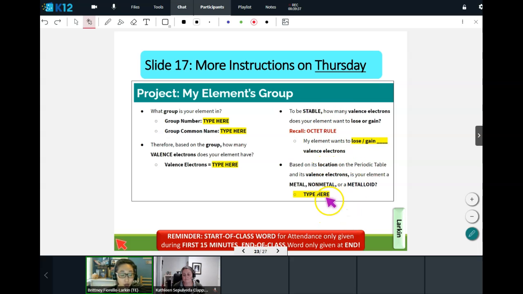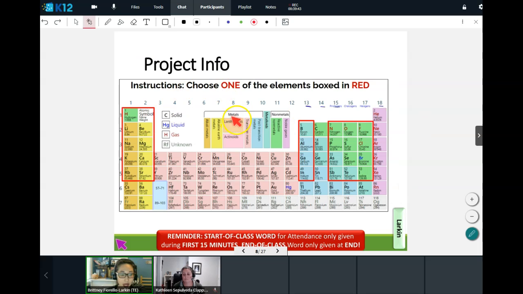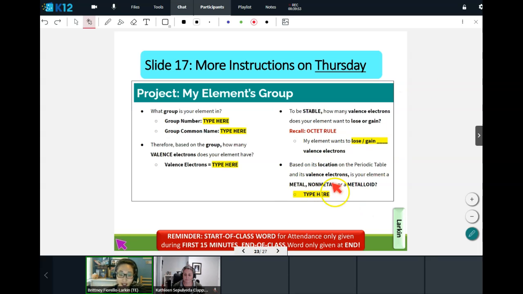And then again, use ptable.com and identify, is it a metal, non-metal, or metalloid? You can just click where it says metals, non-metals, and metalloids. That'll highlight all of them for you on the periodic table, and just figure out where your element gets highlighted, and that will help you identify exactly what it is. Easy peasy. Don't freak out if you don't have time to do it now. You'll have more time on Thursday. But I want to give everyone the opportunity to work at whatever pace works best for you.